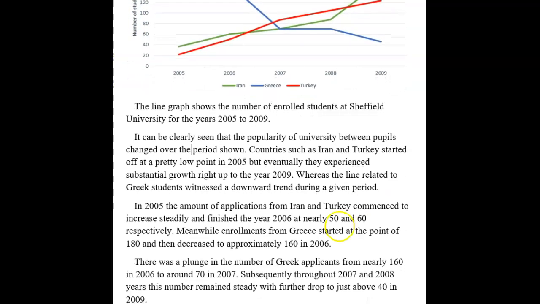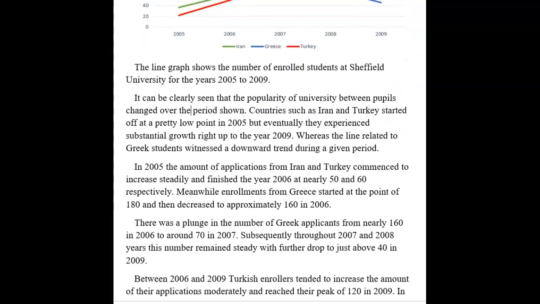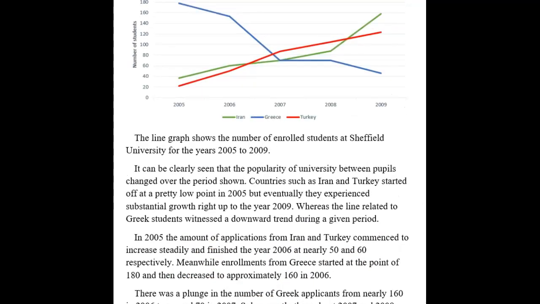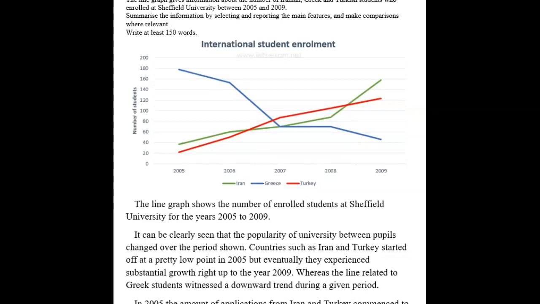Okay, so meanwhile, enrollments from Greece started at the point of 180 and then decreased to approximately 160 in 2006. 182, okay, fine. There was a plunge in the number of Greek students. It's not applicants, from nearly 160 in 2006 to around 70 in 2007. Yes, okay, fine.